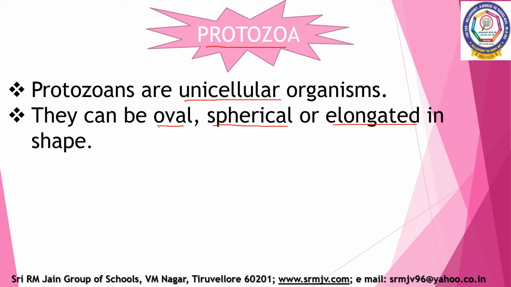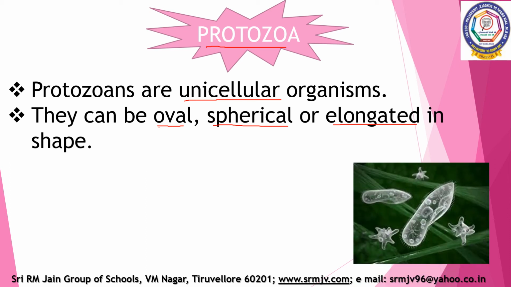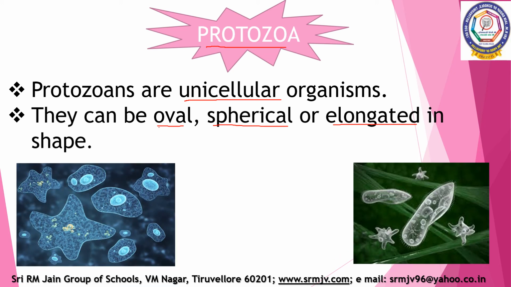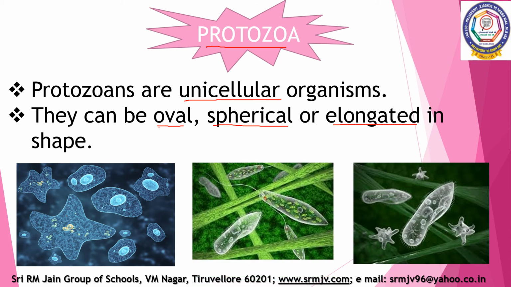One of the basic requirements of all protozoans is the presence of water. They may live in the sea, rivers, lakes, stagnant ponds of fresh water, soil and in some decaying matters. Some live in colonies whereas some are free living. Let us see the examples of protozoa. This is paramecium. This is amoeba and this is euglena. So these three are the examples of protozoa.